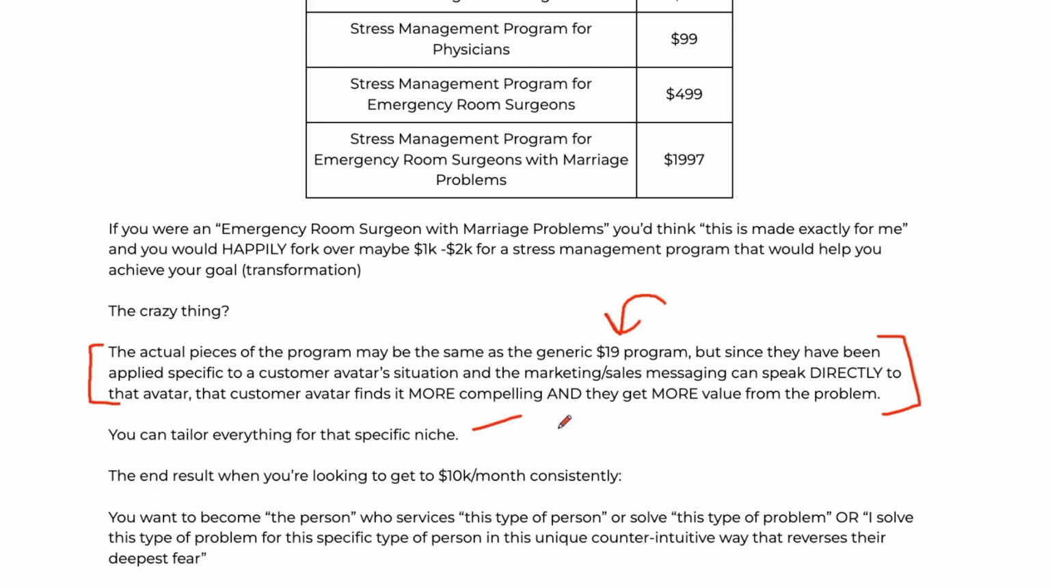And again, this is the end result that we're looking to get to when we're looking to get to $10,000 a month consistently: we want to become the person who services this type of person or solves this type of problem, right? We want to become the person who says, I solve this type of problem for this type of person in this unique, counterintuitive way that reverses their deepest fear. And so that really is the synopsis and the summary of reason number one and why niching is so helpful, right?